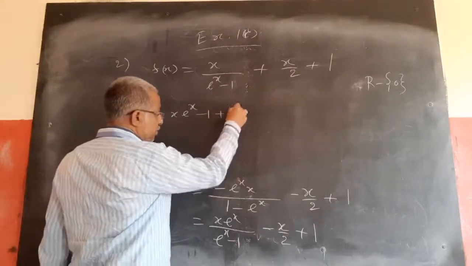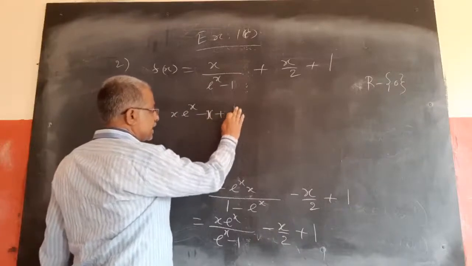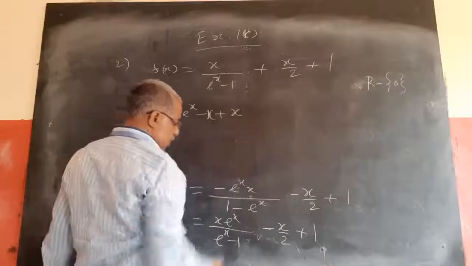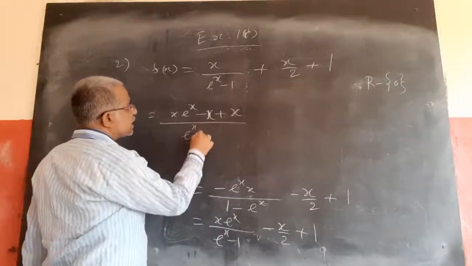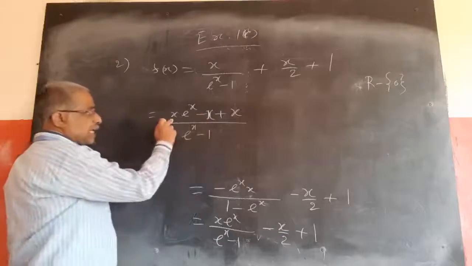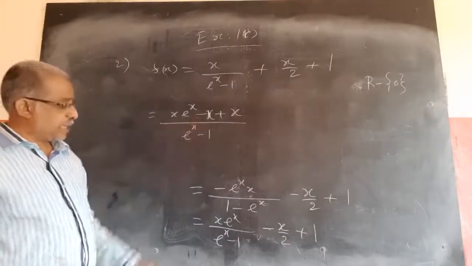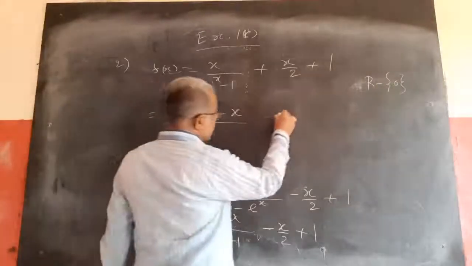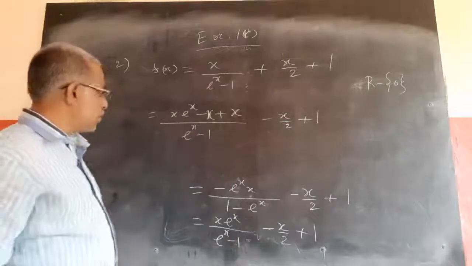Minus 1 plus 1 is nothing but plus x minus x. I will do plus x minus x by e power x minus 1. So that if I take x common, this again e power x minus 1, minus x by 2 plus 1.